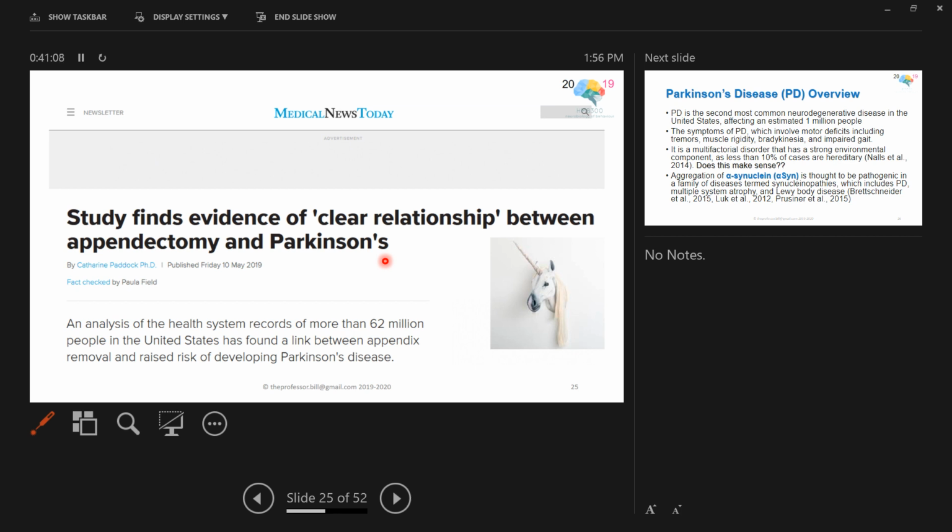I know not everyone has the same physiology background, and not everyone may know what an appendectomy is. So I just wanted to make sure that if you see that word in relation to something we've talked about, this is what it's referring back to.